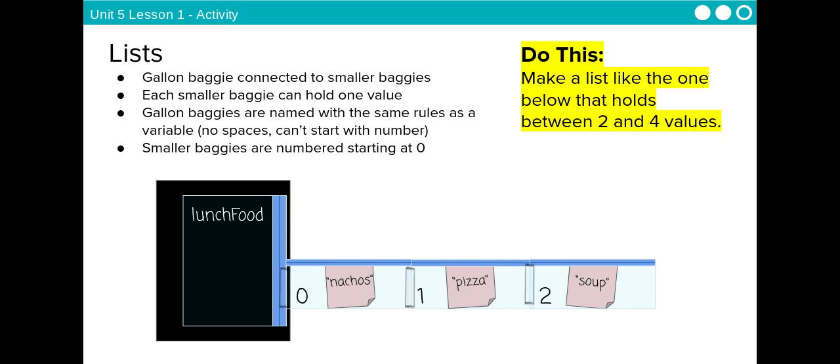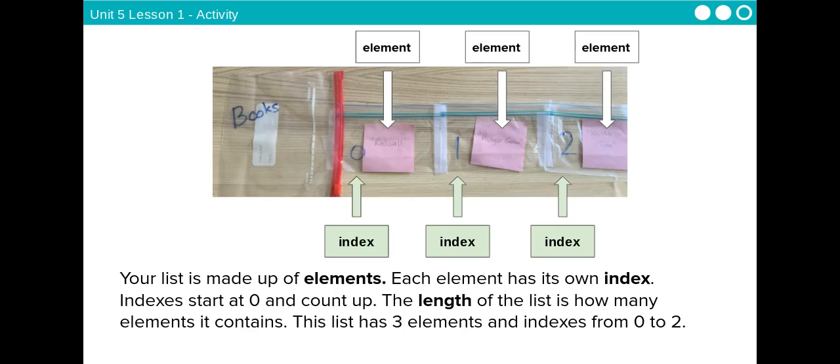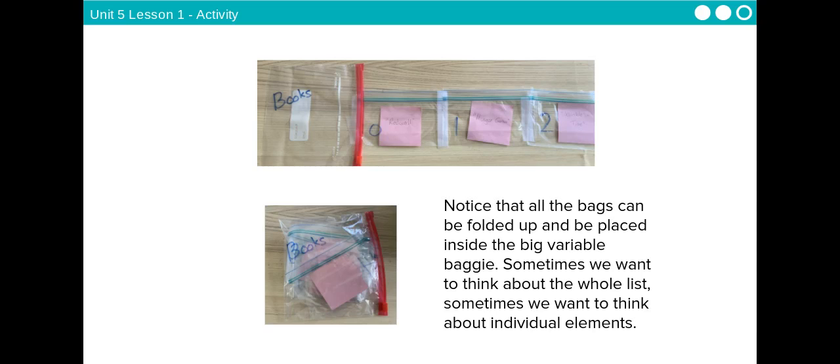Soup is the third thing on the list, and it will be placed at index 2. Your list is made up of elements. Each element has its own index. Indexes are just numbers that count from 0. The length of the list is how many elements it contains. This list has 3 elements and indexes from 0 to 2. Notice that all the bags can be folded up and placed inside the big variable baggie.